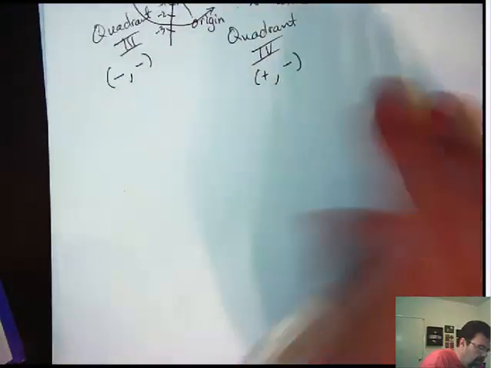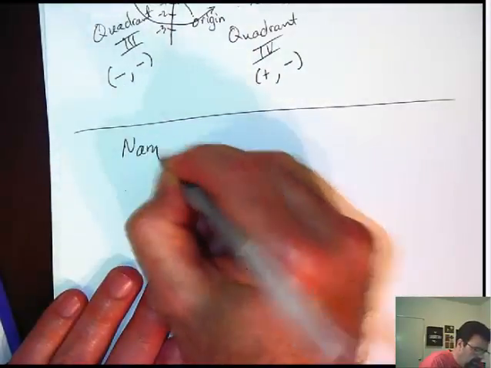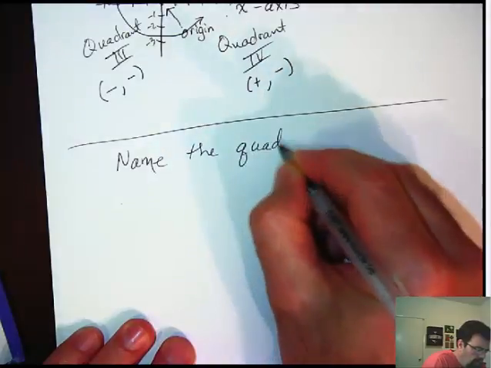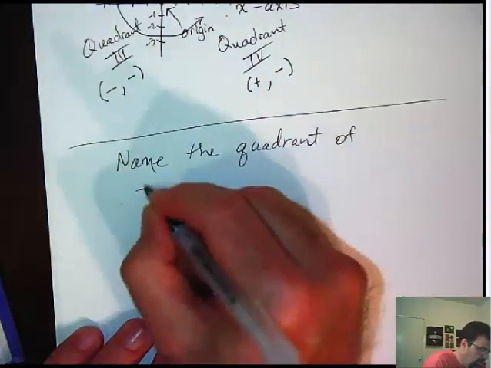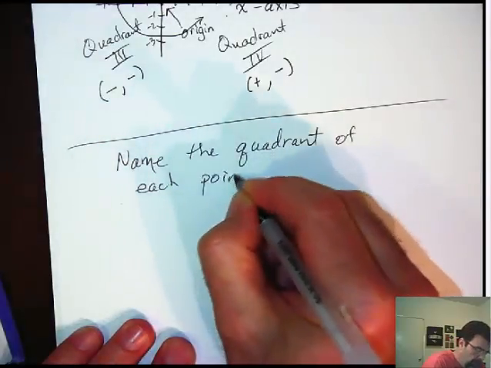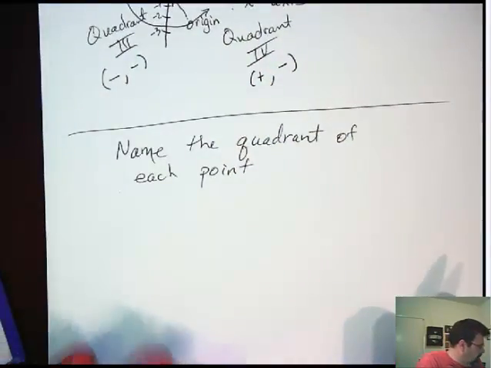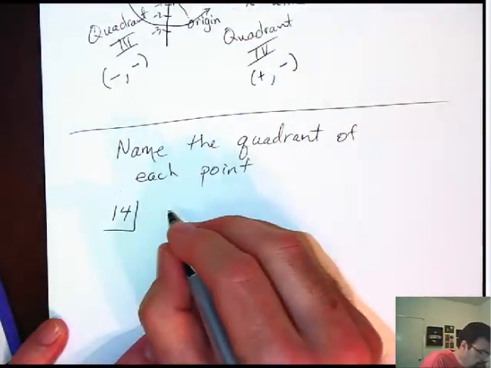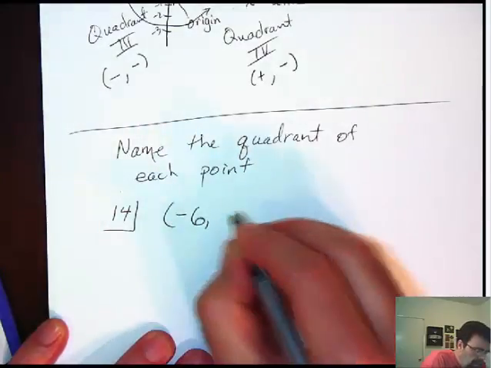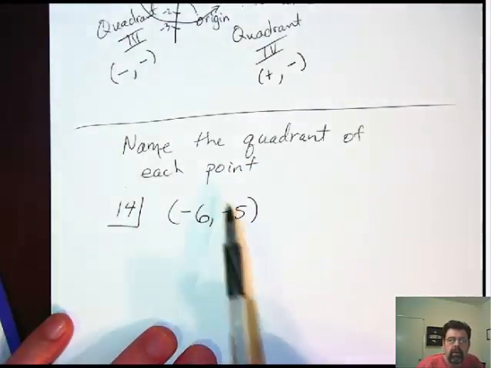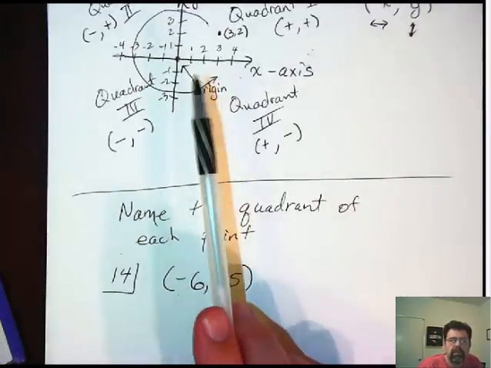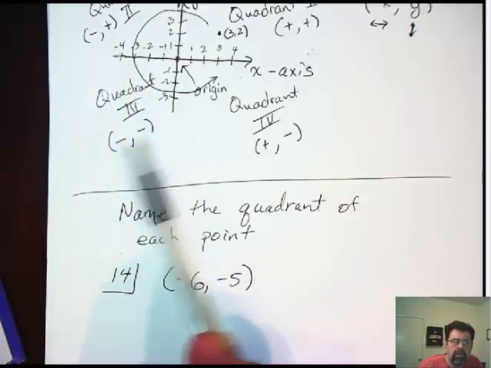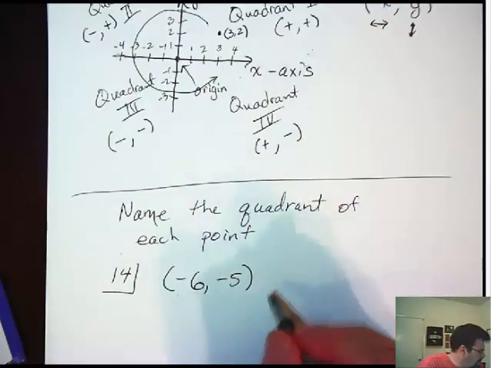All right, so now name the quadrant of each point. So if I had, this is number 14 from the exercise set in the book. Now you don't have to plot this, you just have to think, all right, -6, so if we go back up to this picture, -6 is going to the left and -5 is going down, so we're here in quadrant 4, negative, negative. So that's quadrant 4.